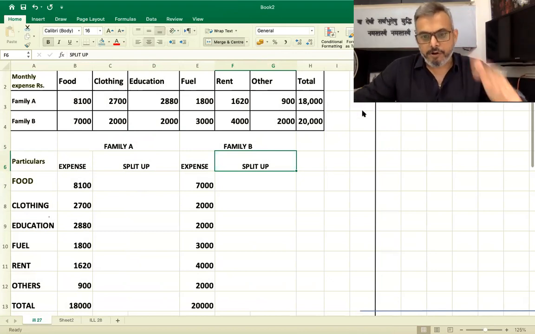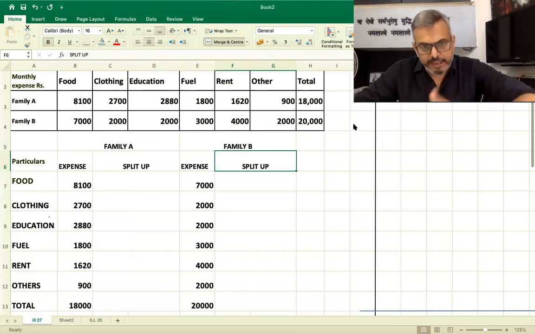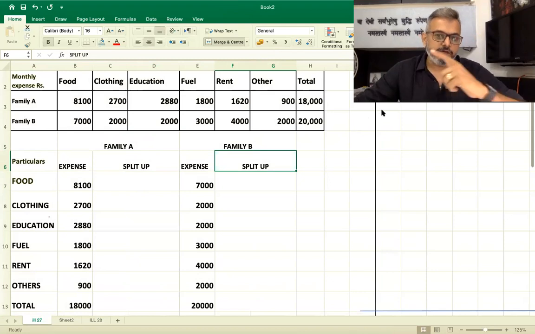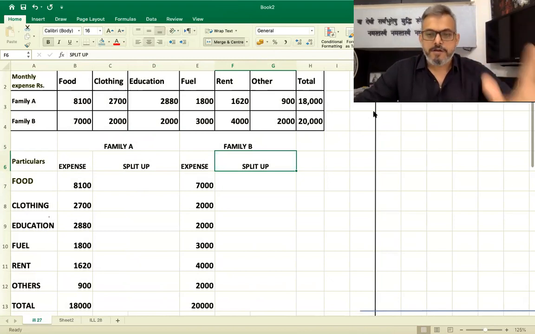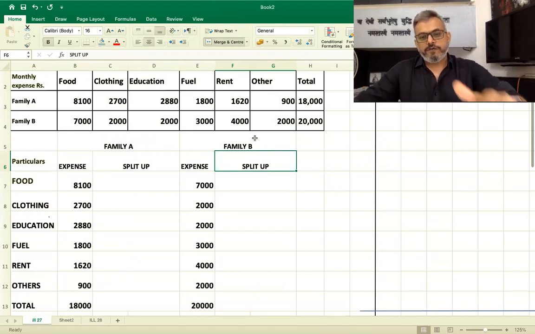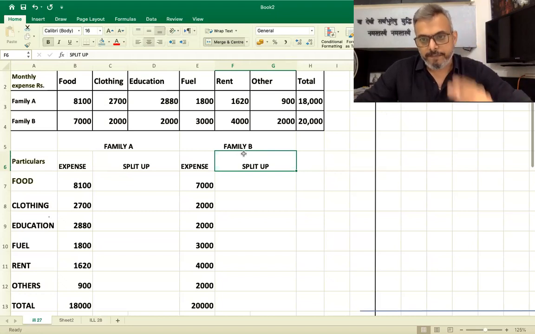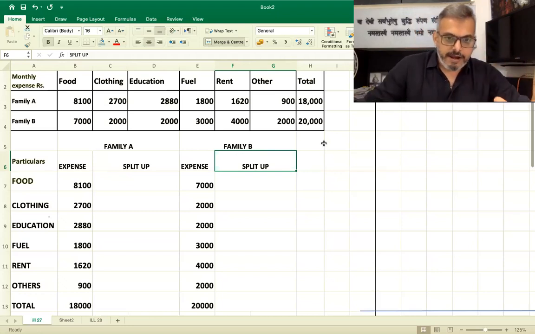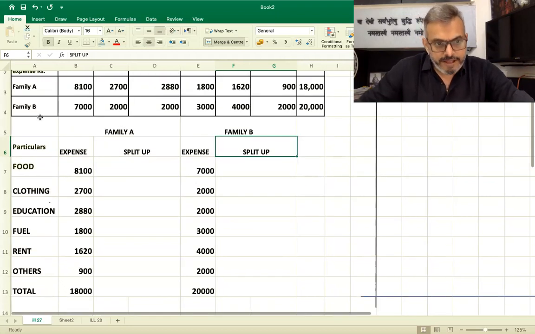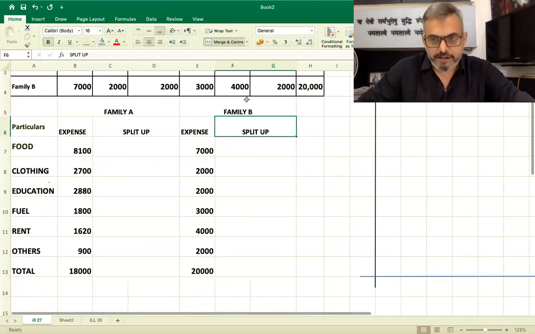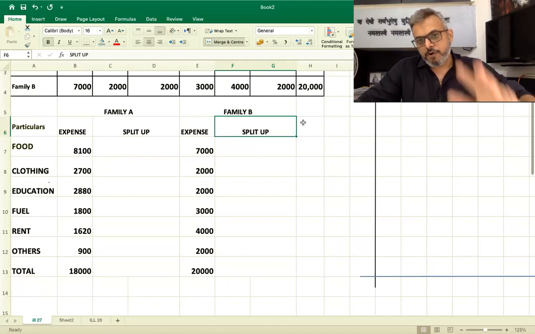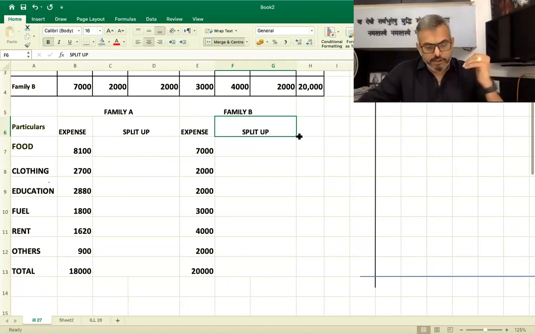Without split up, also we can do the sum. But the textbook is saying that you have to use this method, so we will also use the textbook method. Although you may be able to do it without this split up, you will still have to follow the textbook method only. Now, first of all, make this format, which is visible on the screen, in your notebook. If the screen is not visible, you can refer to page number 47.